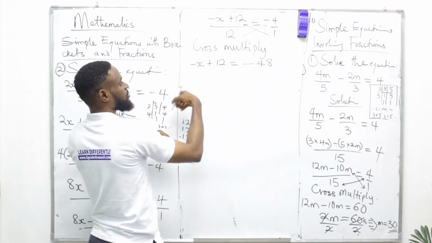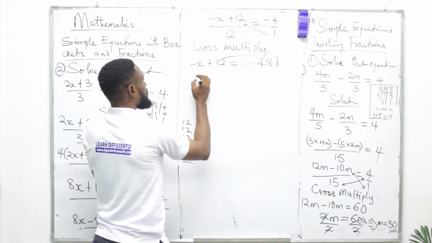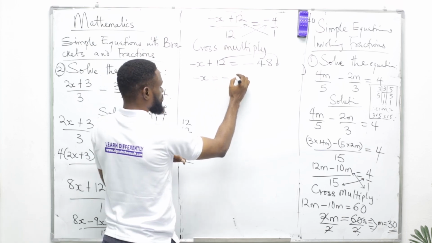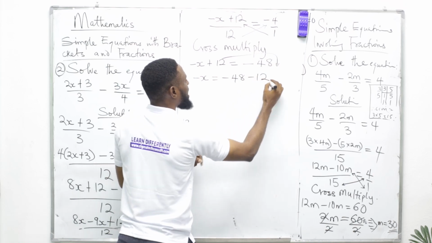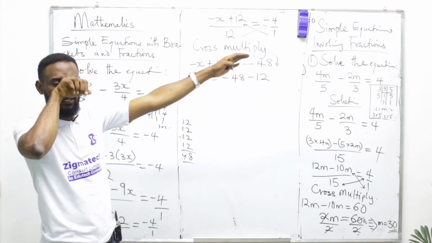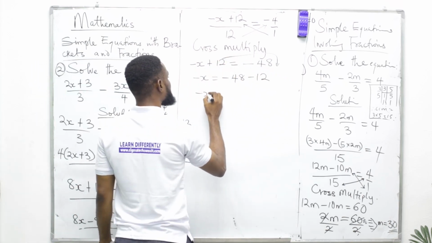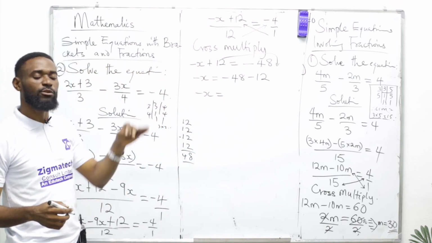So at this point, we take like terms. This is not a term of x, so take it to this point. So minus x is now equal to minus 48 minus 12. Why is it minus 12? Because plus 12 has moved over to the other side of the equation. It changes to minus, okay? So minus x is now equal to, look at this now, minus 48 minus 12.